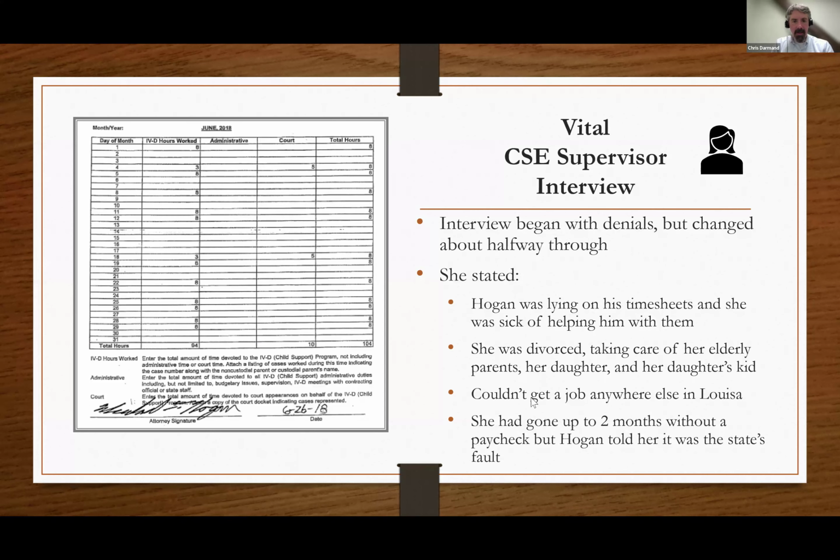Here you'll see an example of one of these timesheets for Mr. Hogan. This is covering, let's see, probably June of 2018. So a suspiciously consistent high amount, full work days covering the Child Support Enforcement Office with additional hours for attending court. And this was a consistent pattern during the period investigated of this kind of inflated number of hours.